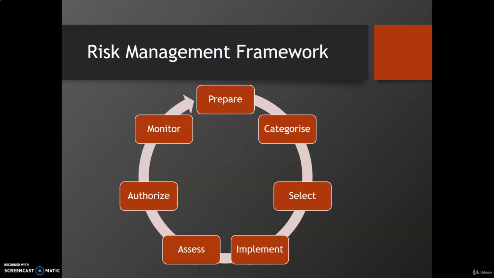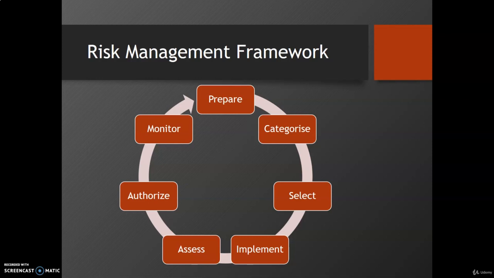Then next is assess. Now we have implemented the controls. Now we are assessing whether the controls are implemented correctly, operating as intended and producing the desired outcome with respect to satisfying the security and policy requirements. Now next is authorize the system or the common control based on the determination that the risk to organization operations and assets, individuals, other organizations and the nation is acceptable.